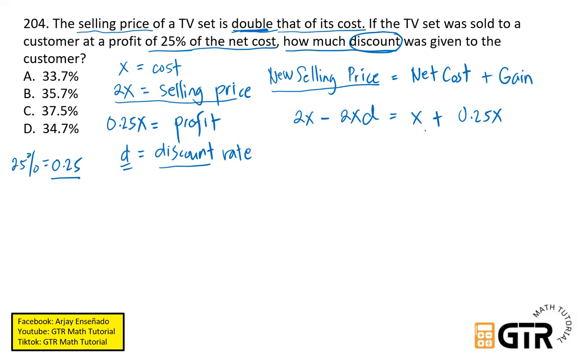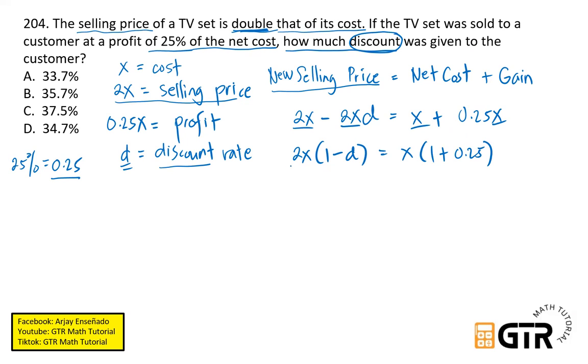So kung mapapansin nyo, lahat yan may x. So pwede nating i-factor out dito yung 2x. Factor out natin itong 2x. So may 2x kasi parehas. Ito naman sa kabila parehas may x. Okay? So factor out 2x. So magiging 2x siya times 1 minus D. Okay? Equals factor out natin yung X. So dito, pinactor out yung X, may matitira diyang 1 plus dito naman sa kabila ay 0.25.